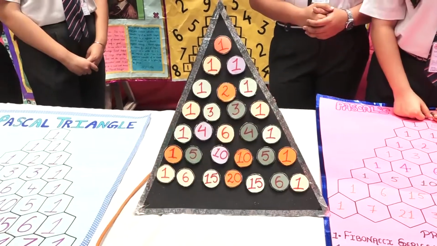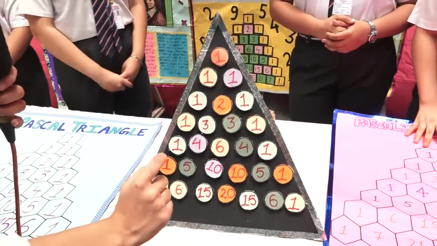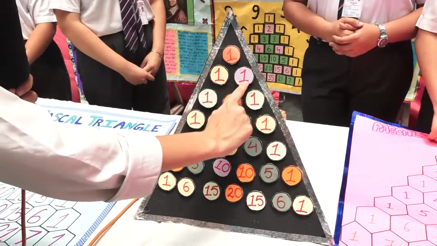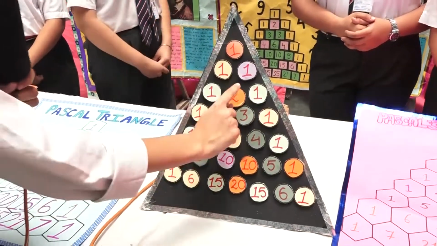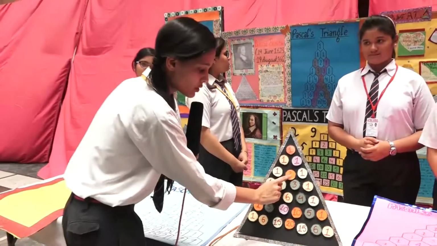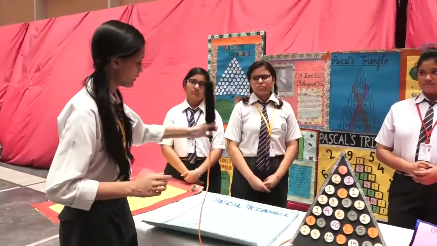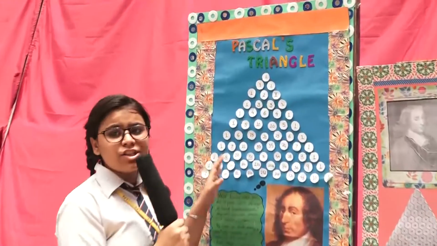The second property is the hockey stick, in which we will see that the sum of 1 plus 2 is 3. And if we see here also, 1 plus 2 is 3. That is the second property. The next property is the magic of 11.